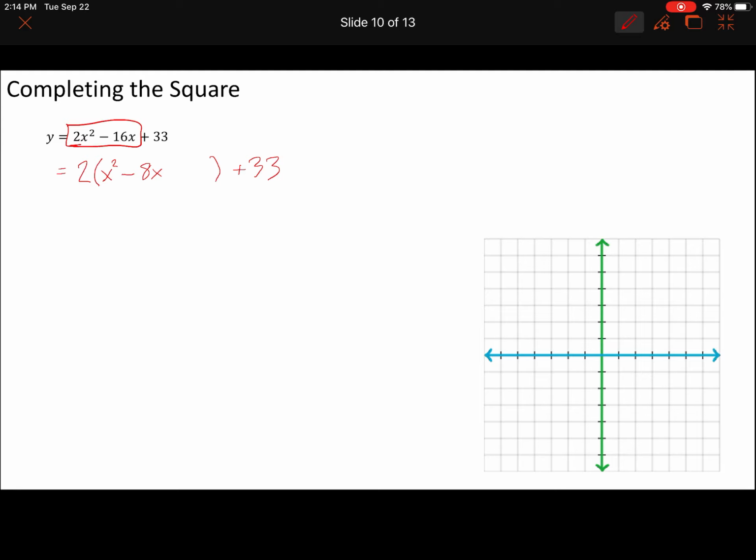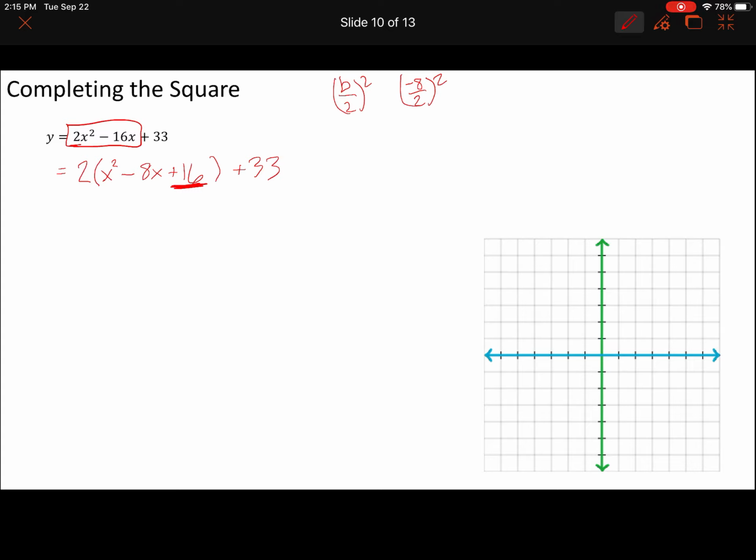Okay, but we need to figure out what we add there in order to complete this square. Do you remember the formula? If we know what b is, we just have to take b, divide it by 2, and then square it. So for us, we're going to take -8, divide it by 2, and then square. So -8 divided by 2 is -4, and then squared gives me plus 16.